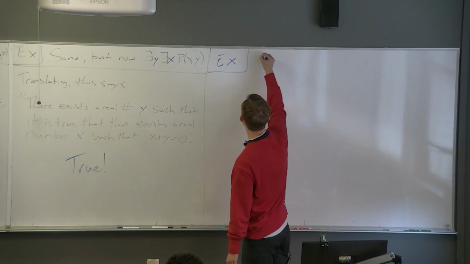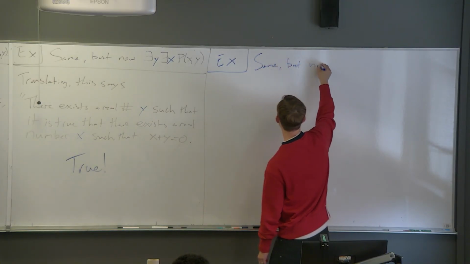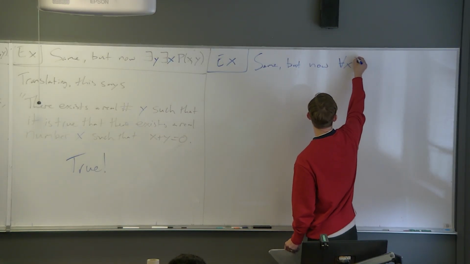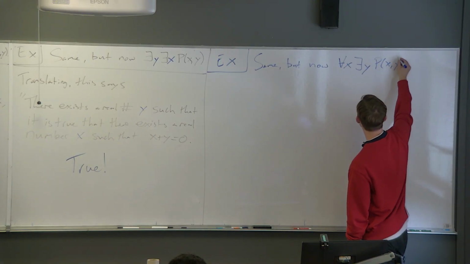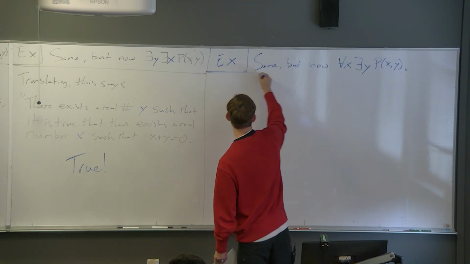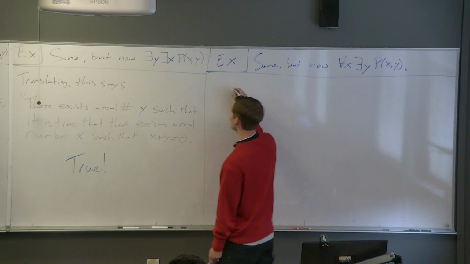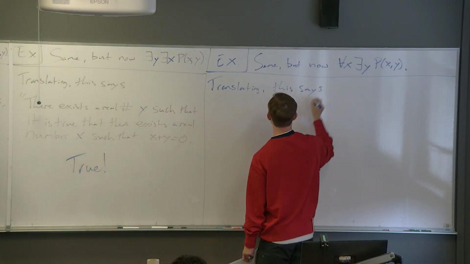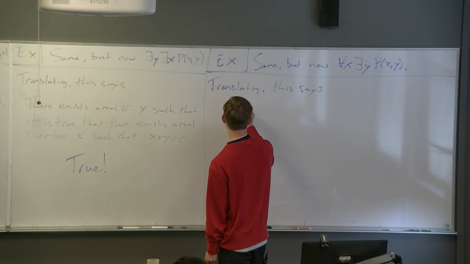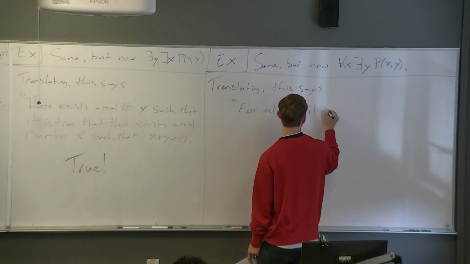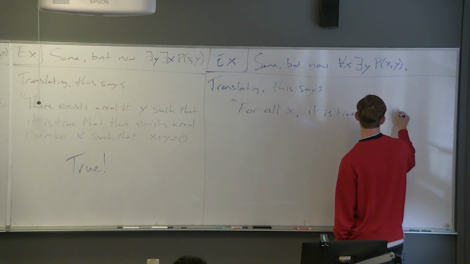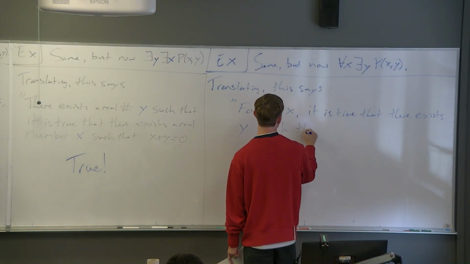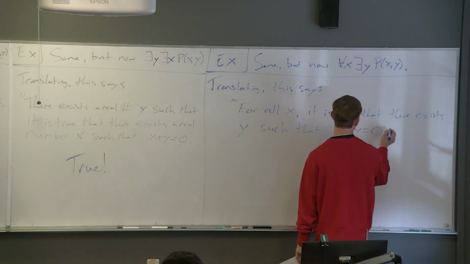So, example, same business, but now let's do, well, I'll keep it in the same order as what we do in our notes. For all x, there exists y such that p of xy. Let's try it. What does this say? Well, what it says, this says, for all x, it is true that there exists y such that x plus y is equal to 0.